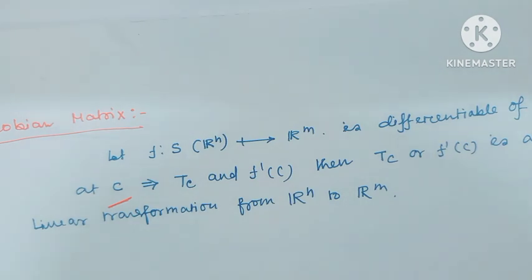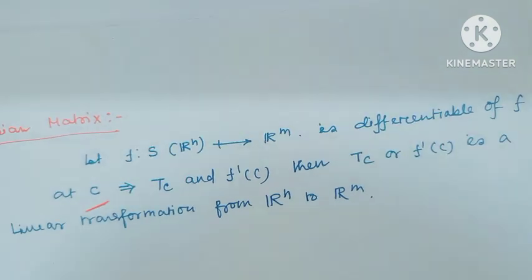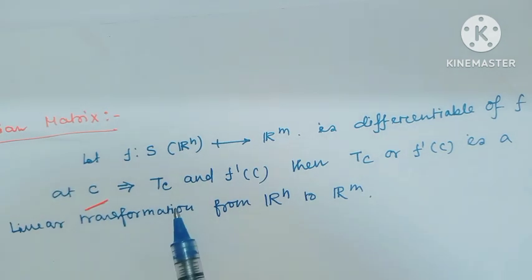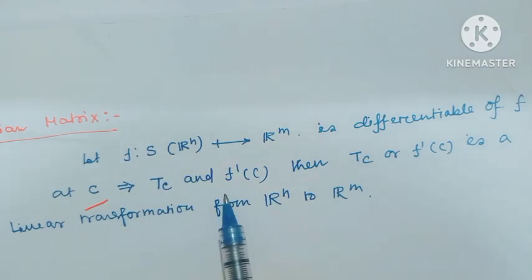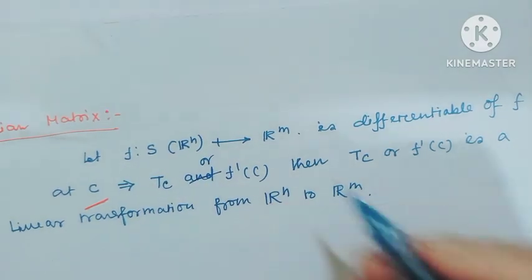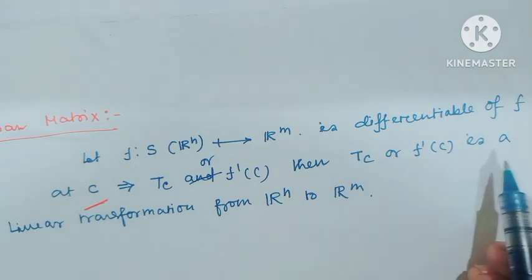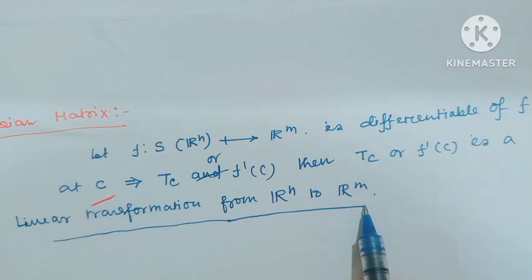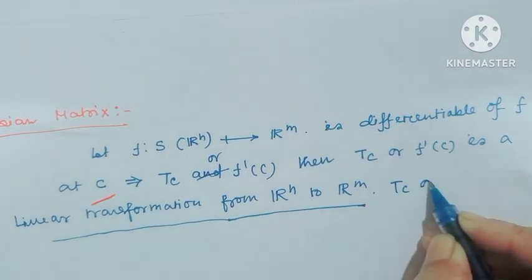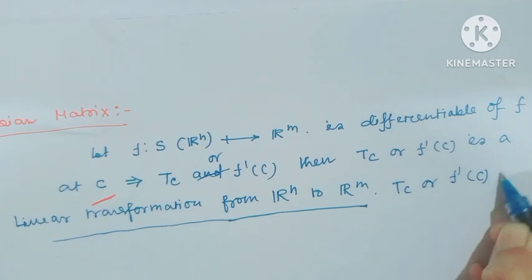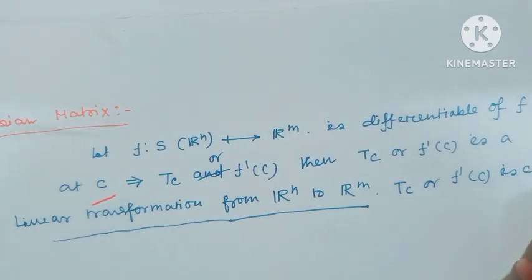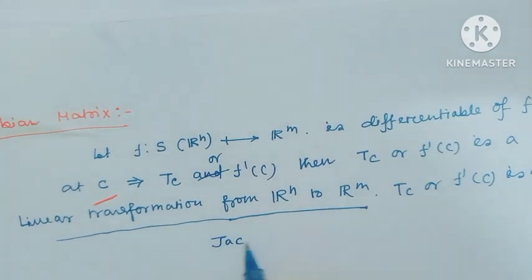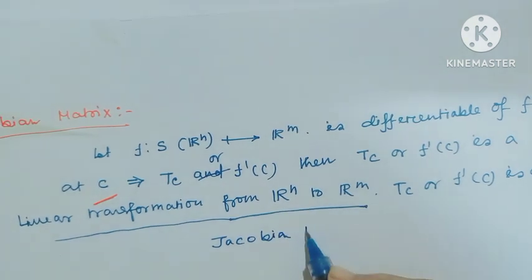Let f, defined from Rn to Rm, be differentiable at c. That means the derivative is equal to Tc or f'(c), and this Tc or f'(c) is actually a linear transformation from Rn to Rm, and this Tc or f'(c) is called the Jacobian matrix. Why?